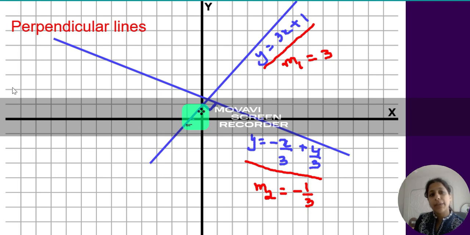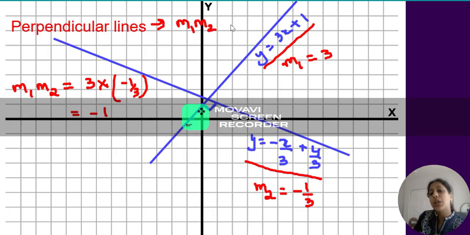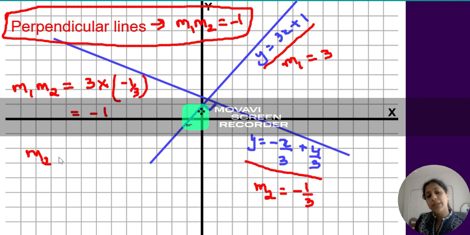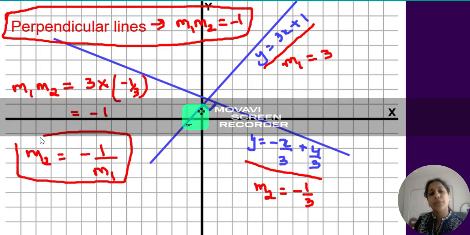So what do we observe here? When I find the product of the two gradients, that is m1 into m2, I get 3 into minus 1 by 3, and I get that product to be minus 1. Yes. That means for perpendicular lines, the product of the gradients is equal to minus 1, right? So for perpendicular lines, the product of the gradients is minus 1. Or we can also say that the gradient of the perpendicular line is minus 1 upon m1. That is the negative reciprocal of the given gradient.